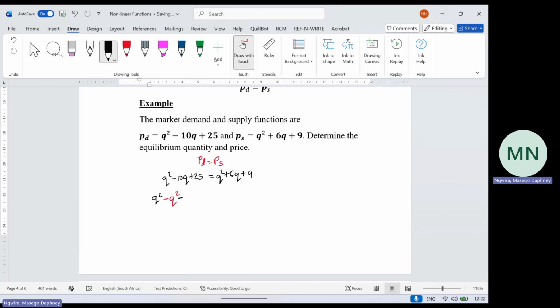All right, and then this is negative 10q. And then I'm going to take the number with the q, which is 6, so it's going to be 6q. It becomes a negative. It was a positive. All right, and then I have a 25, which is plus 25. Then I move the 9 to my left-hand side, becomes a negative. The equal sign is still there. Please don't leave it behind. And then there's 0, because we moved everything to the left.